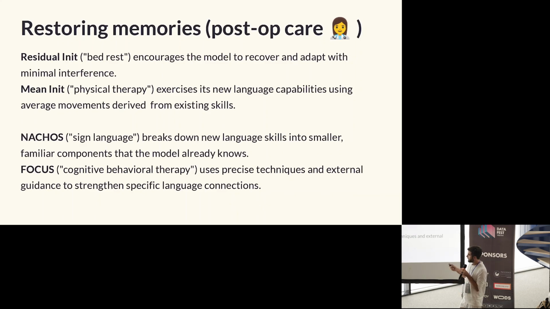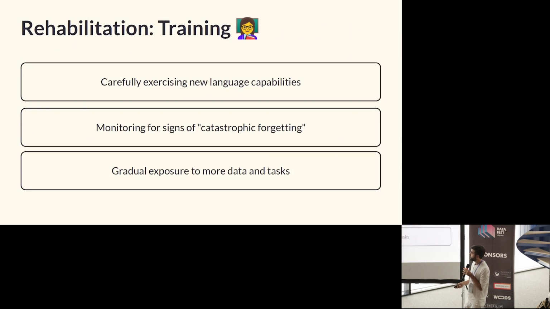After you initialize the embeddings and restore the memories, the model still hasn't seen those new tokens. So you still have to adjust the weights and do the actual continued pre-training. That is rehabilitation. You carefully exercise new language capabilities, you monitor for signs of catastrophic forgetting, because you can't allow for that when you're relying on those existing models, and you gradually expose the model to more data and more tasks.